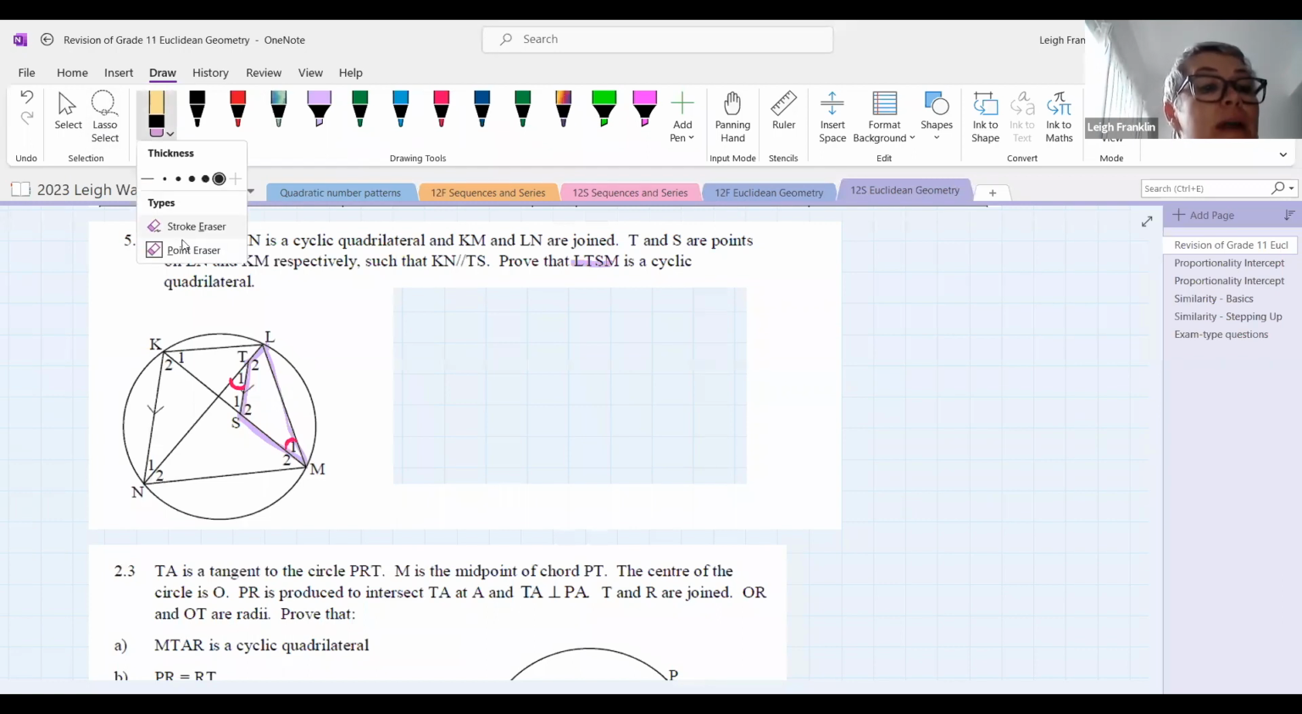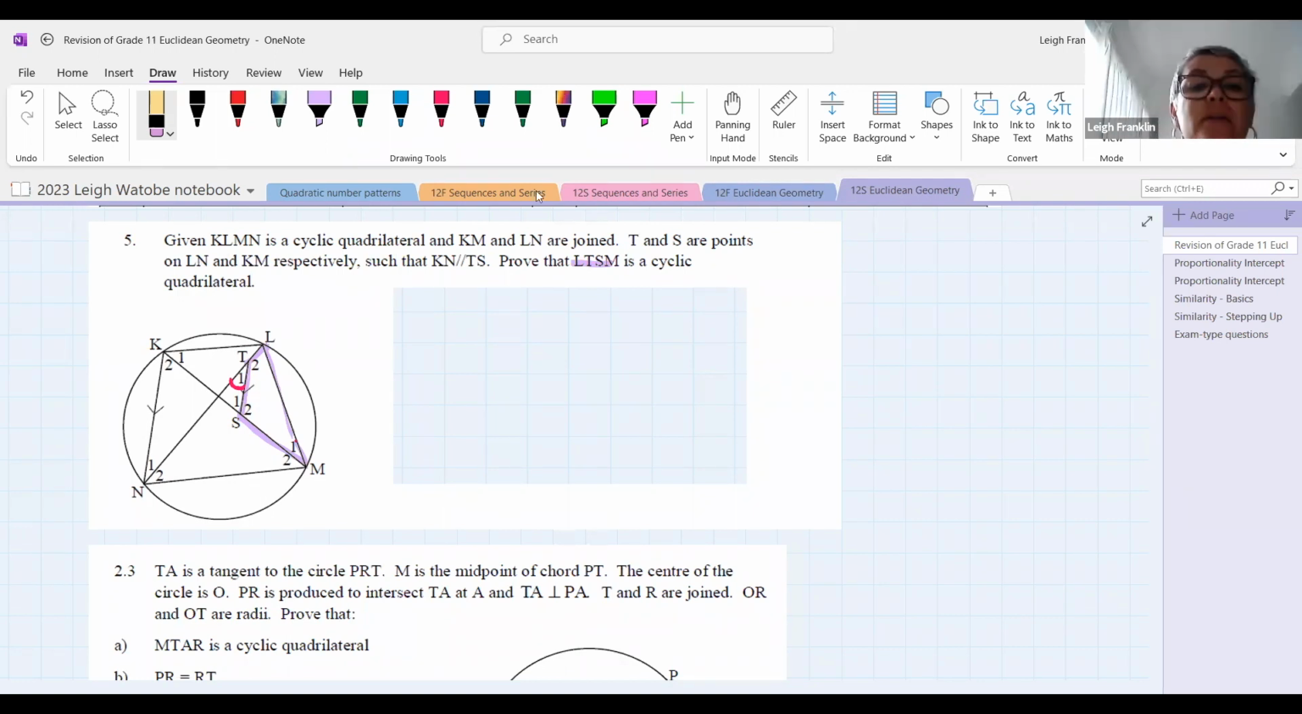Now I can't assume that that's true. This is what I'm trying to prove, so I'm going to rub that out because I don't know that it's true yet. What I need to do is find the link between T1 and M1. There is another angle, or another couple of angles, inside these circles that is going to help me to be able to do this. So what else does T1 equal?